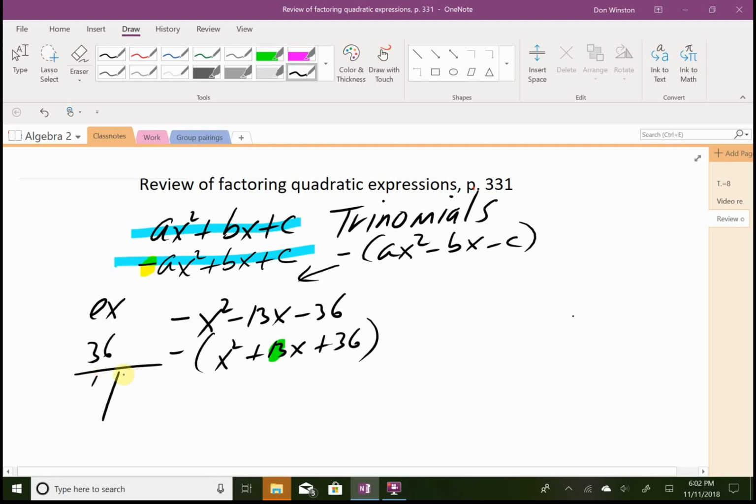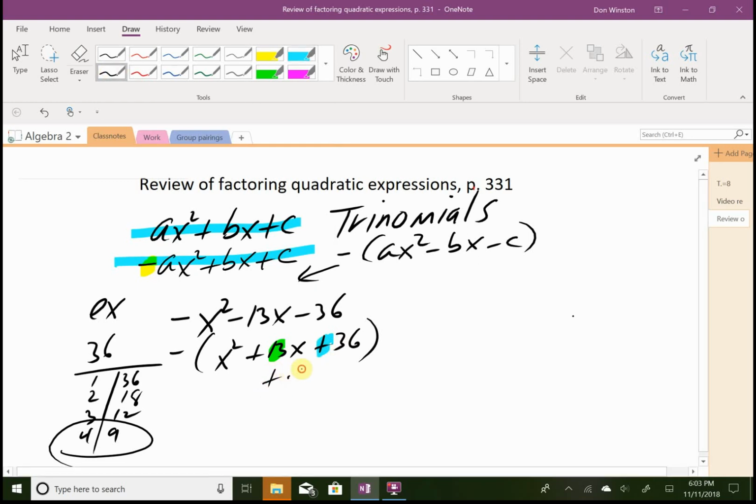There's a lot of them. 1 and 36. And then it's 2 and 18. 3 and 12. Still doesn't add up to 13. 4 and 9. There we go. So 4 and 9 adds up to 13. Now, if you recall, the sign here is positive, and there's two ways we can get a positive when we multiply: a positive times a positive, or a negative times a negative. I knew it was positive because that term there told me so, so both of those numbers are positive.